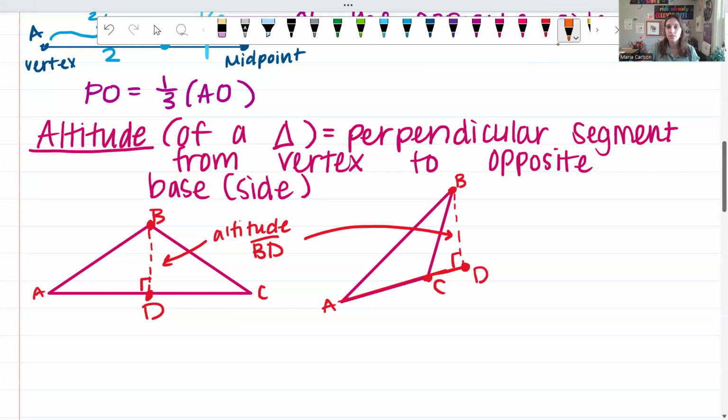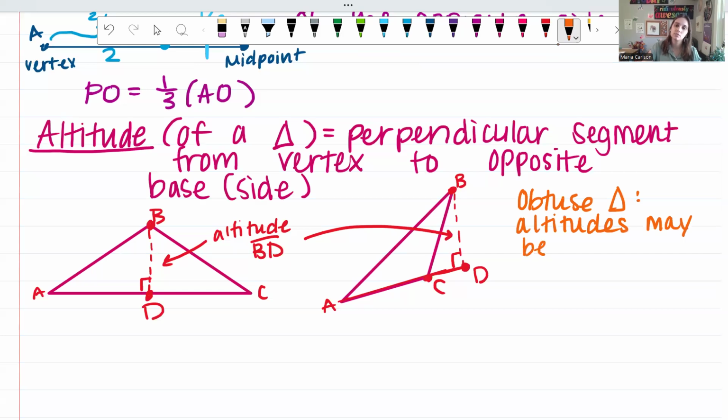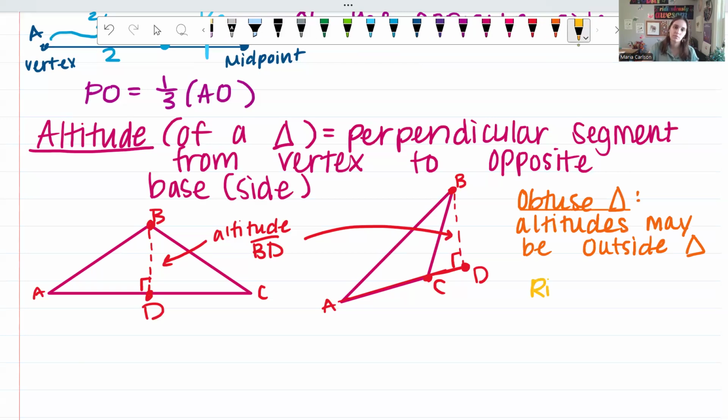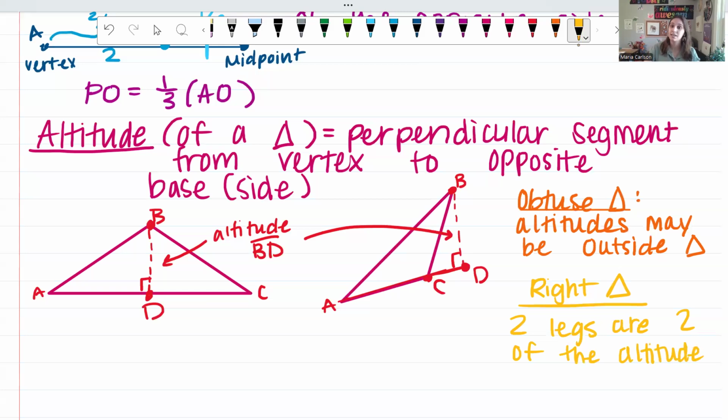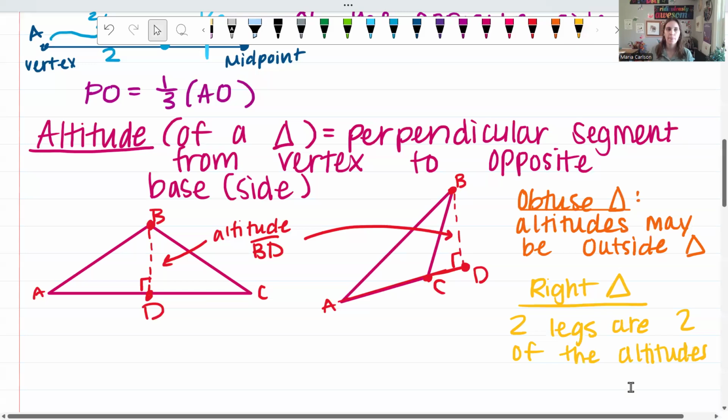So some quick notes here. When you're looking at an obtuse triangle, altitudes may be outside. Some of them will be, but some might not be. And in a right triangle, the two legs are two of the altitudes. So two of your altitudes are the sides of the triangle. And we're going to look at that in just a moment.